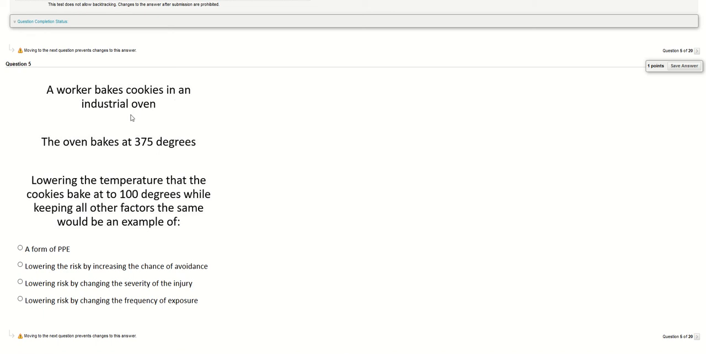Worker bakes cookies in an industrial oven. The oven bakes at 375 degrees. Lowering the temperature that the cookies bake at to 100 degrees while keeping all other factors the same would be an example of. So that's going to go from 375 to 100. That changes the degree, the severity of the burn you would get from that. So this lowers the risk by changing the severity of the injury. It doesn't do anything about avoidance, doesn't do anything about frequency of exposure. It's not a form of PPE. Changes the severity of the injury because that's a lower temperature. You're not going to burn yourself as severely. That is severity of the injury.